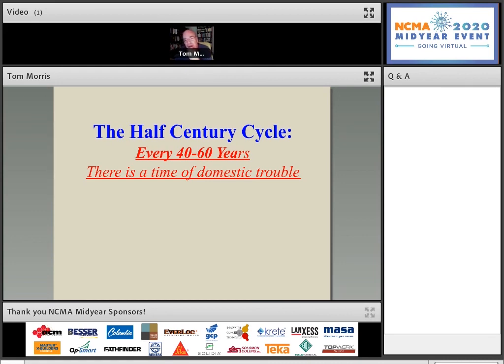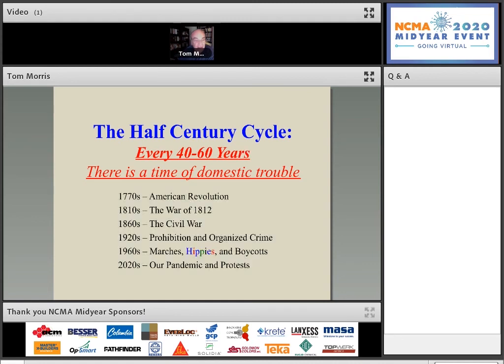Sociologists have pointed out something very interesting about America. They've said that there's a cycle. They call it the half-century cycle, but it's literally every 40 to 60 years. It can be as short as 40 or as long as 60, or it could be in that sweet spot of the half-century. There's a time of domestic turmoil and trouble in our nation. And they give examples of this. They start with the American Revolution in the 1770s, and then 40 years beyond that, the War of 1812, which, you know, in 1814, Washington was being burned, and the White House, it was just chaos.